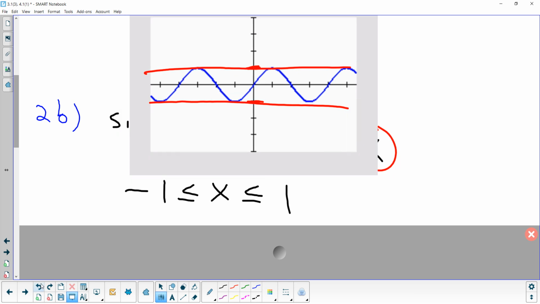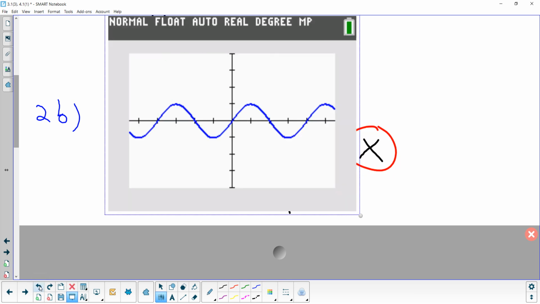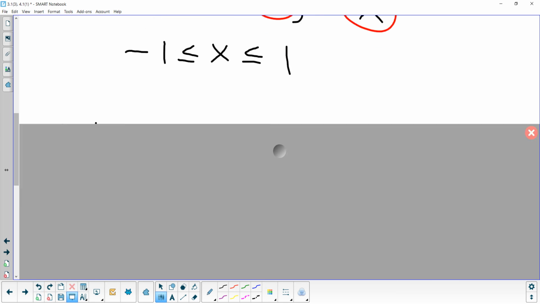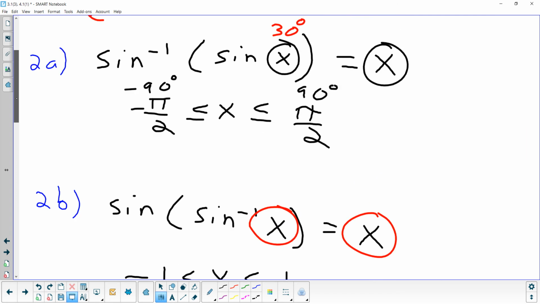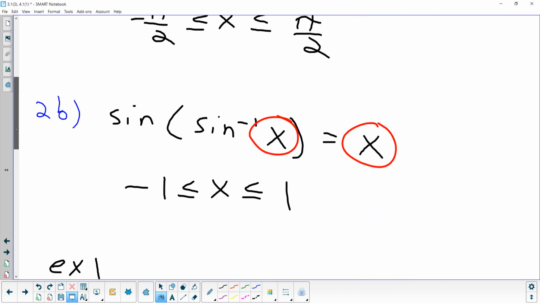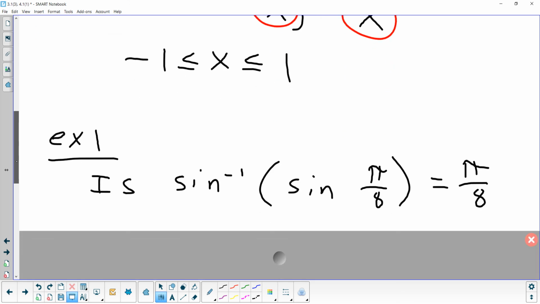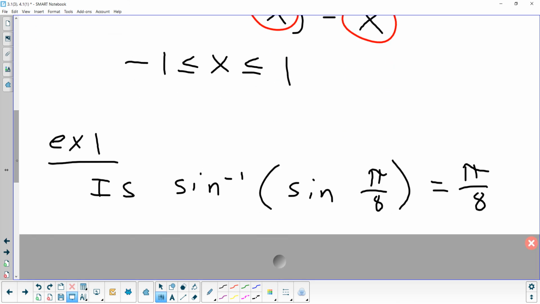All right, so let's look at the kind of problem I would give you with this. This is one type of question you could have. It's a yes or a no answer. Is the inverse sine of the sine of pi over 8 equal to pi over 8? It's a question. Yes or no? So the first thing we want to figure out is what formula this is. It's either 2a or 2b. All right, so Colby, which formula is this one?